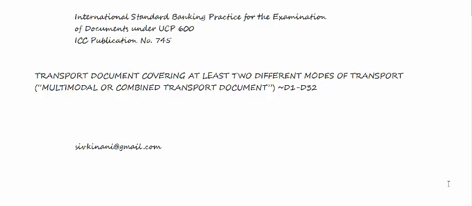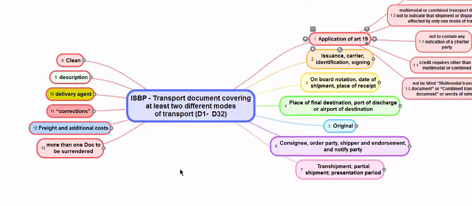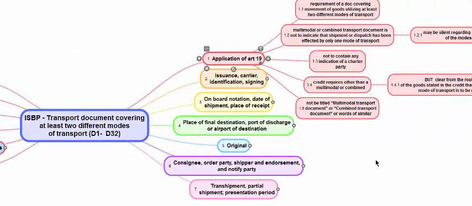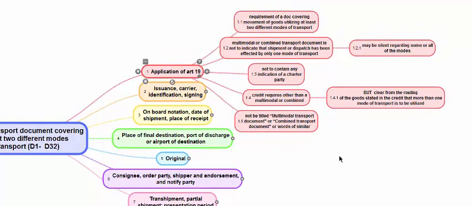In this session, we shall discuss transport documents covering at least two different modes of transport, paragraphs D1 to D32. First, ISBP helps us understand when Article 19 of UCP is applicable.